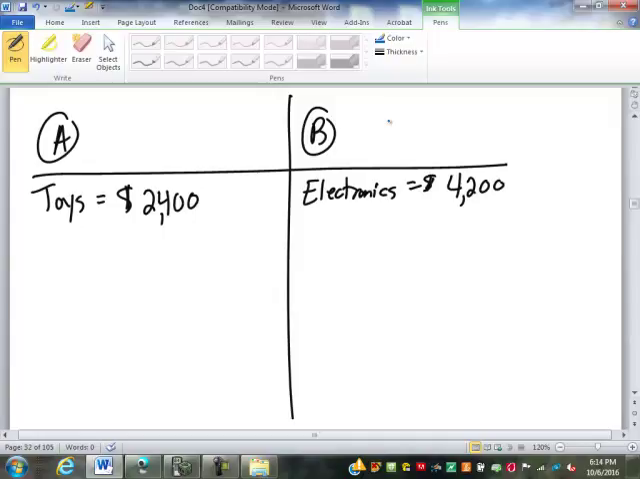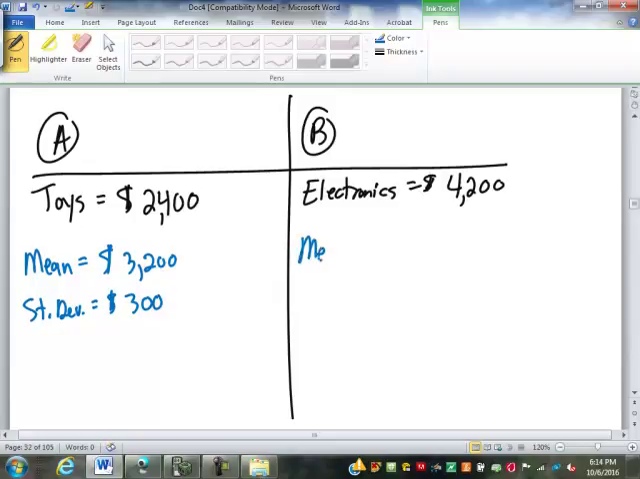So let's say you look store-wide, and you find that for salespeople in toys, the mean sales is $3,200, and there's a standard deviation of $300. For people in electronics, there's a mean sales of $5,500 and a standard deviation of $500.